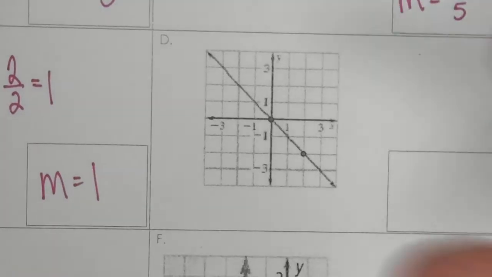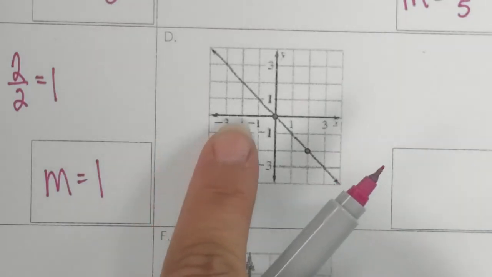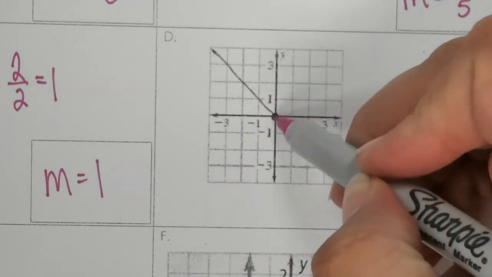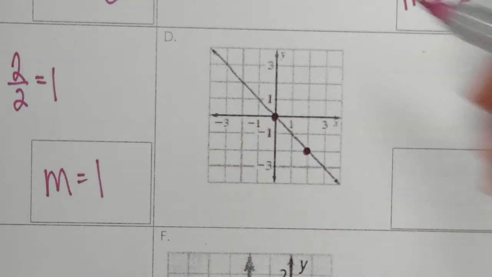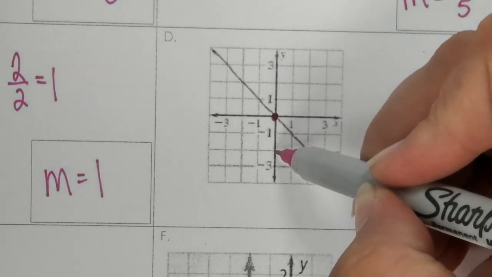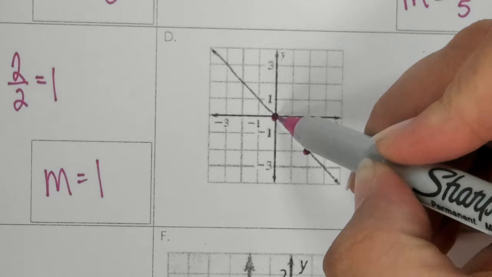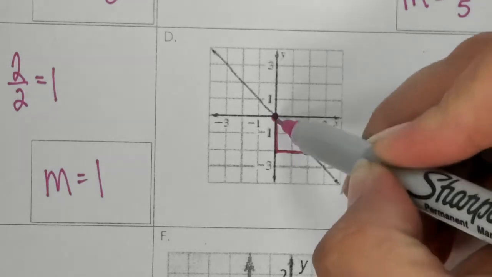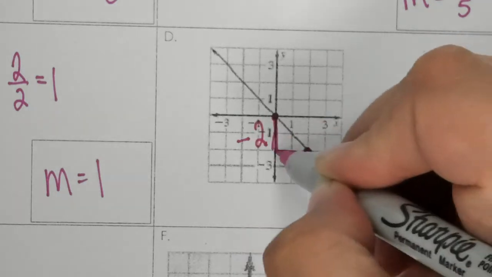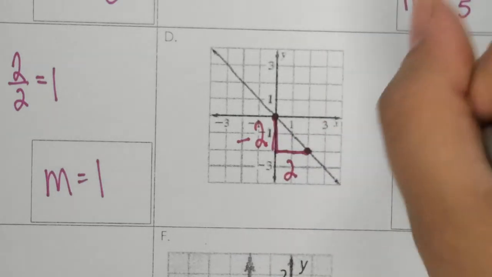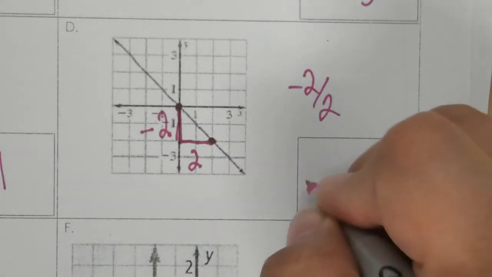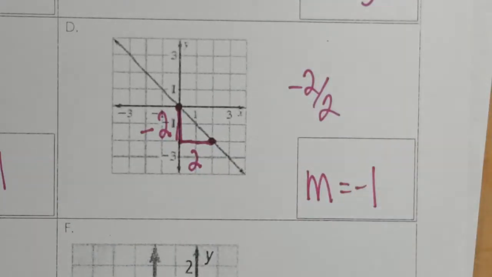For letter D, we go to the first point we come to from the left, which is right here in the center. And we figure out, how do we go from here to here? Do we rise or do we fall? And in this case, we would fall and then go to the right. And if I fall, that is a negative. So I go down 1, 2, and I run 2. So -2 over 2 reduces to -1.